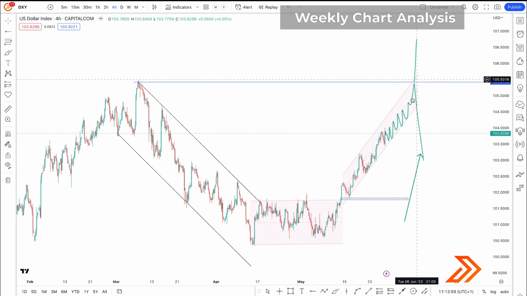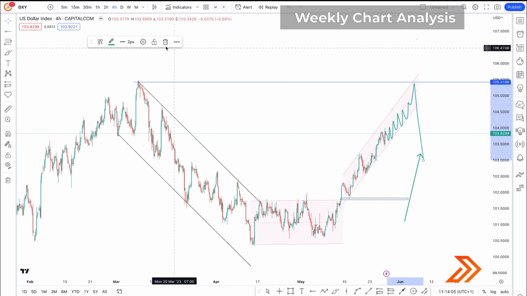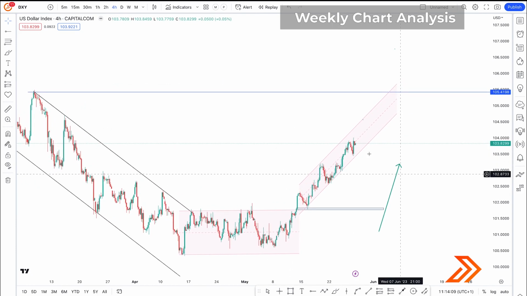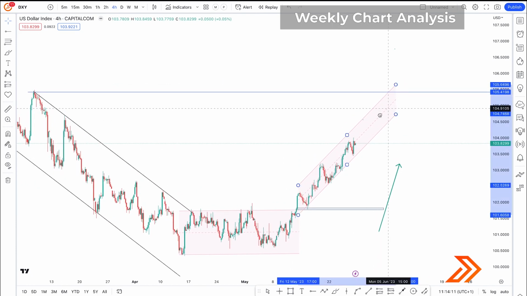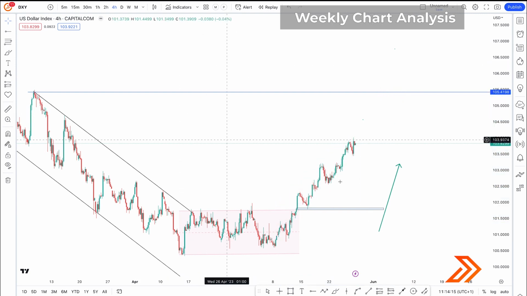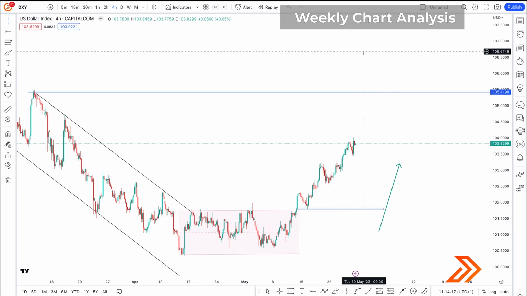And then we could start looking for price to give us a reaction for us to make some sort of decision on what we feel the movement on the DXY could actually be. All right, so guys, that is the analysis on DXY.